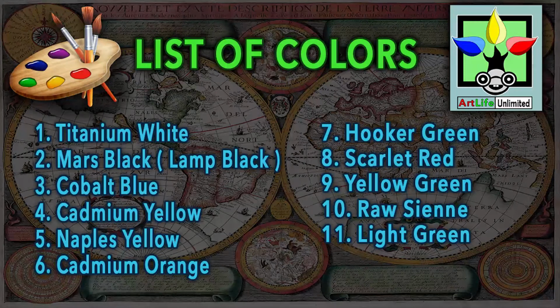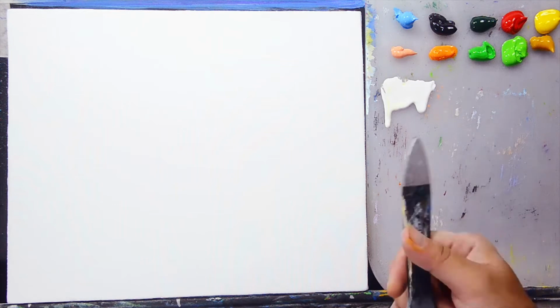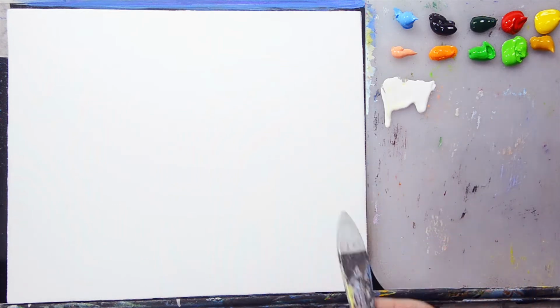And guys, these are the list of colors that I used in this painting demonstration. You can also find this list of colors below in the description of this video. For the sake of this tutorial, guys, I'm going to use a 10 inches by 12 inches plain white canvas. In this tutorial, I'm going to create the waterfalls and plateau with a basic house.